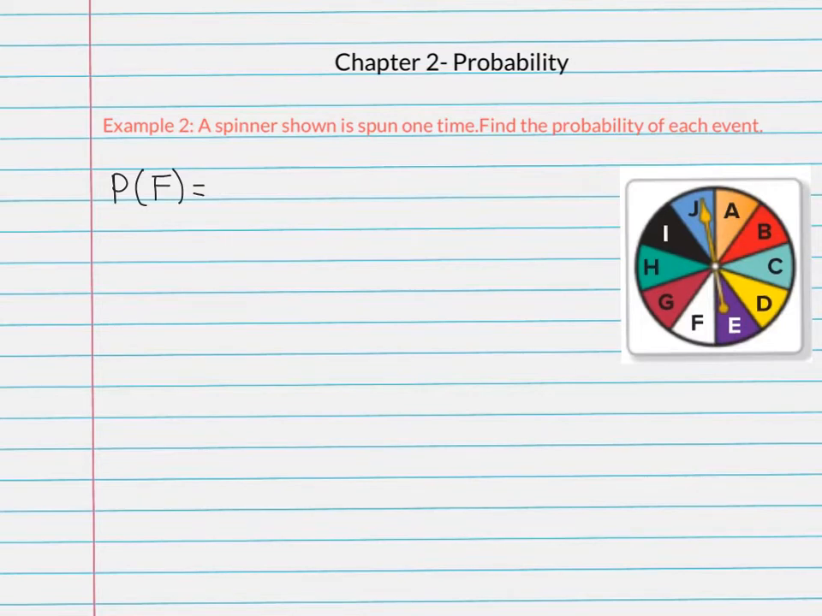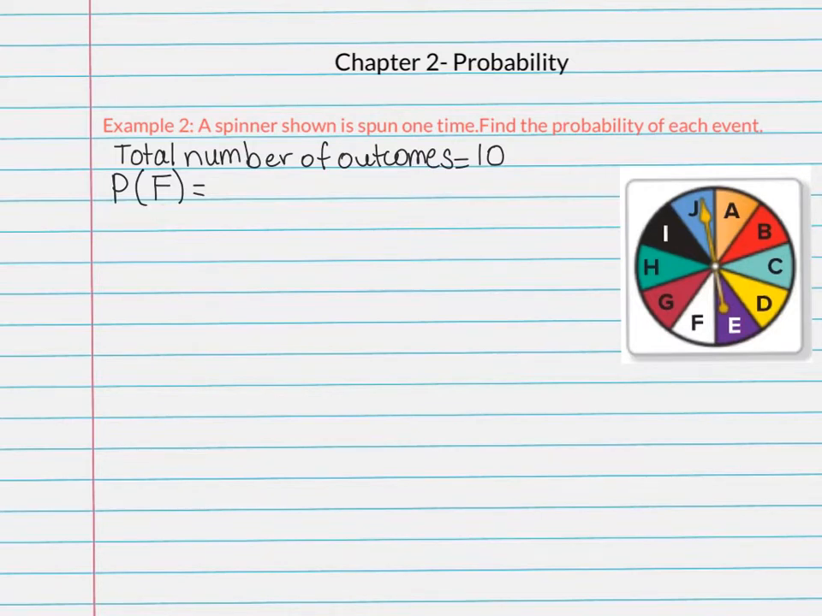Step number 1, find the total number of outcomes. I'm going to write it at the top so that we do not forget it and we continue using it as long as the question did not change, because the total number of outcomes for the same question is not going to change. Here, simply we count the number of outcomes that we have. We have 1, 2, 3, 4, 5, 6, 7, 8, 9, 10. So the total number of outcomes is 10. Now let's start with our question. What's the probability when you spin the spinner to get letter F?